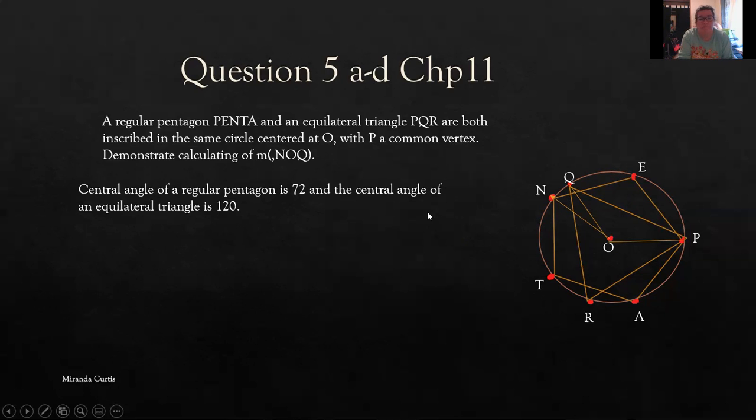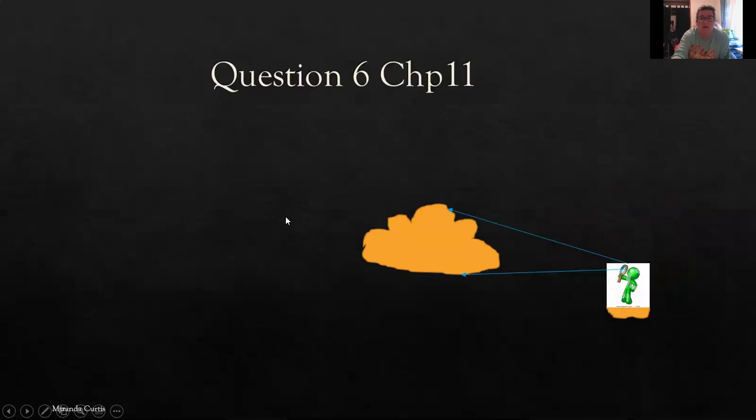So the central angle of a regular pentagon is 72, and the central angle in an equilateral triangle is 120. So what that's going to give us, when we look at N, O, and Q right here, is 24 degrees after we've done our equation up here. Okay, this is fun.